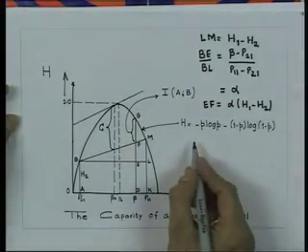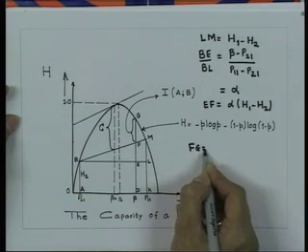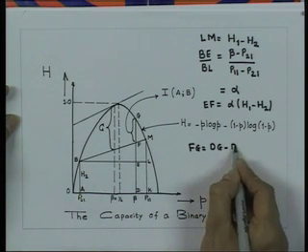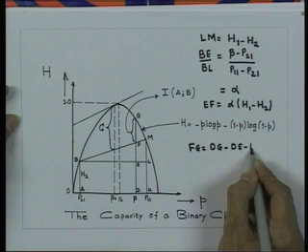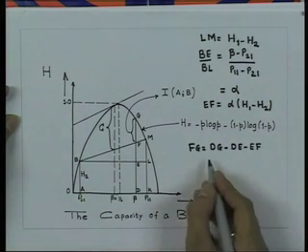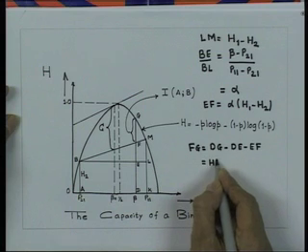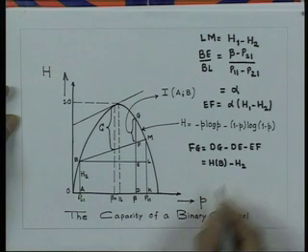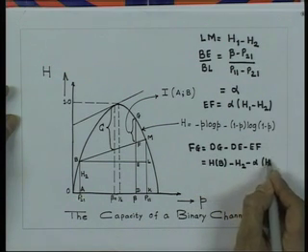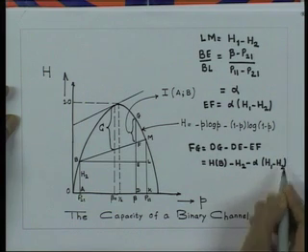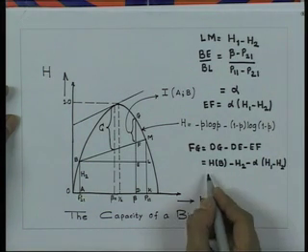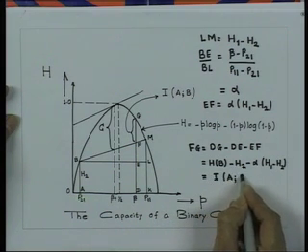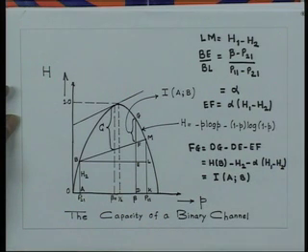Now, Fg is equal to dg minus dE minus EF. This is equal to HB minus H2 minus alpha times H1 minus H2, which is equal to mutual information I(A;B).